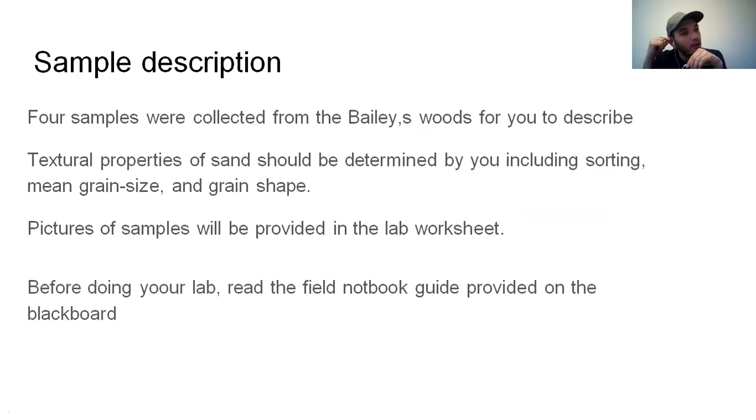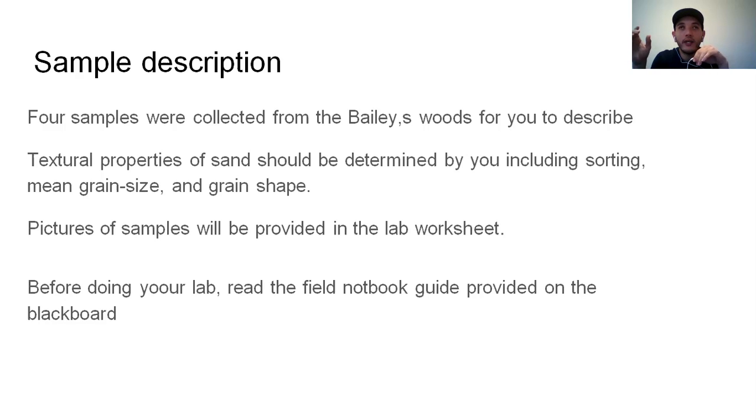So, as I told you, 4 samples in total were collected from the Billy Woods, 3 from the outcrop and 1 sample from the modern sand stream. You need to describe the sorting, the average grain size, and the color. Don't worry about the grain shape because it's difficult to determine the grain shape from the pictures, and of course you need a hand lens in order to describe the grain shape.